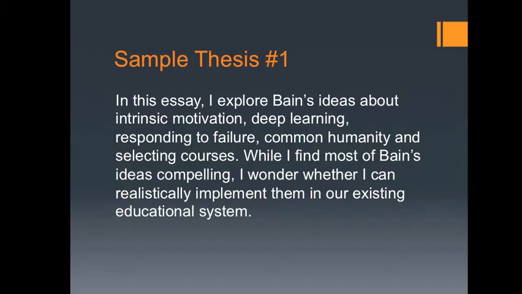You can see in this first sample, we have some interesting options. The first part lays out the topics that are going to be discussed: intrinsic motivation, deep learning, responding to failure, common humanity, and selecting courses. It's just a list, simple formula. Then you can use some of your subordination, which works really well here, to set up an overall evaluation of what you think about Bain. You don't have to list the topics again here because you've already said them in the previous sentence. So you can offer an overall statement. In this one you can see the writer likes Bain but isn't sure that his ideas can be implemented.